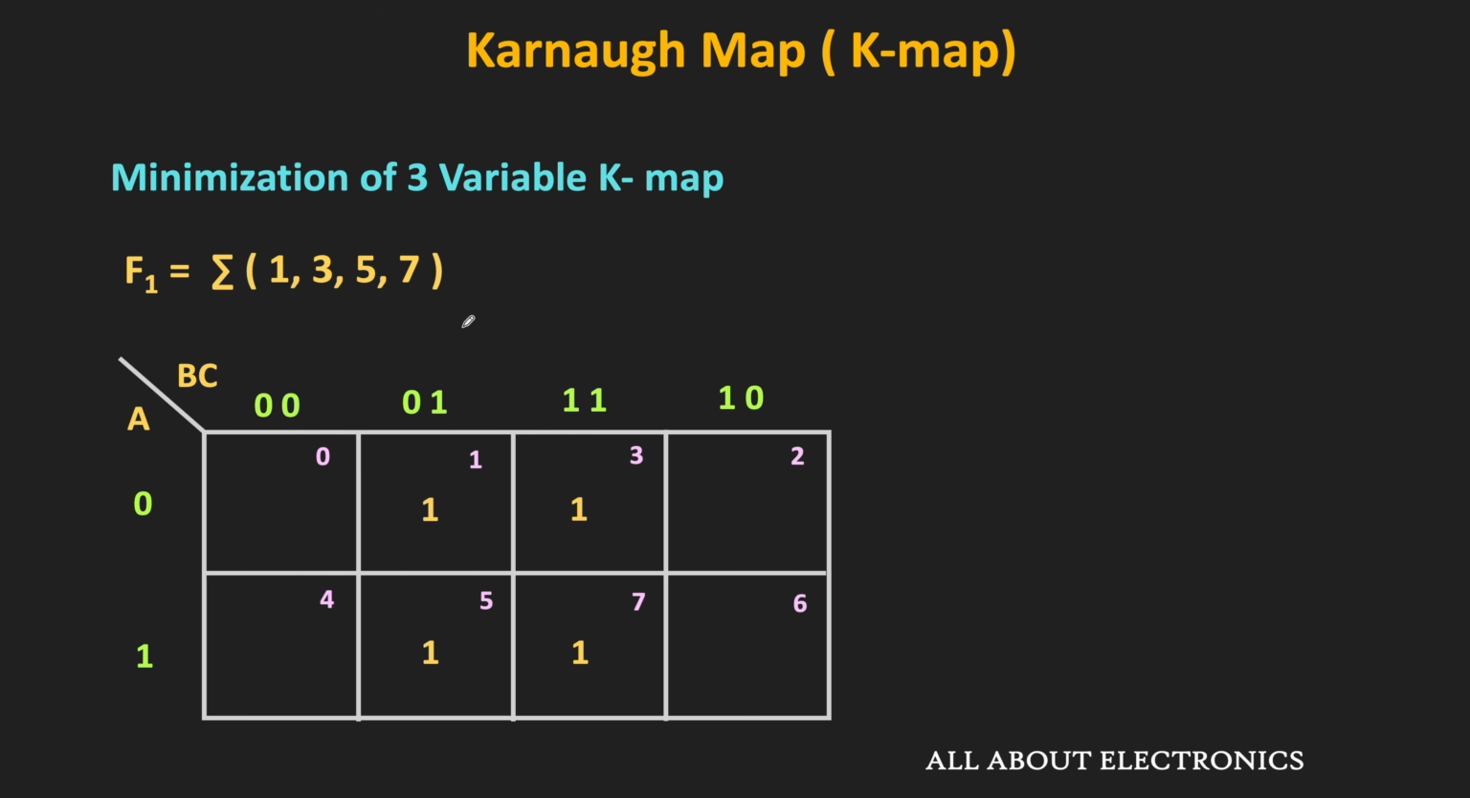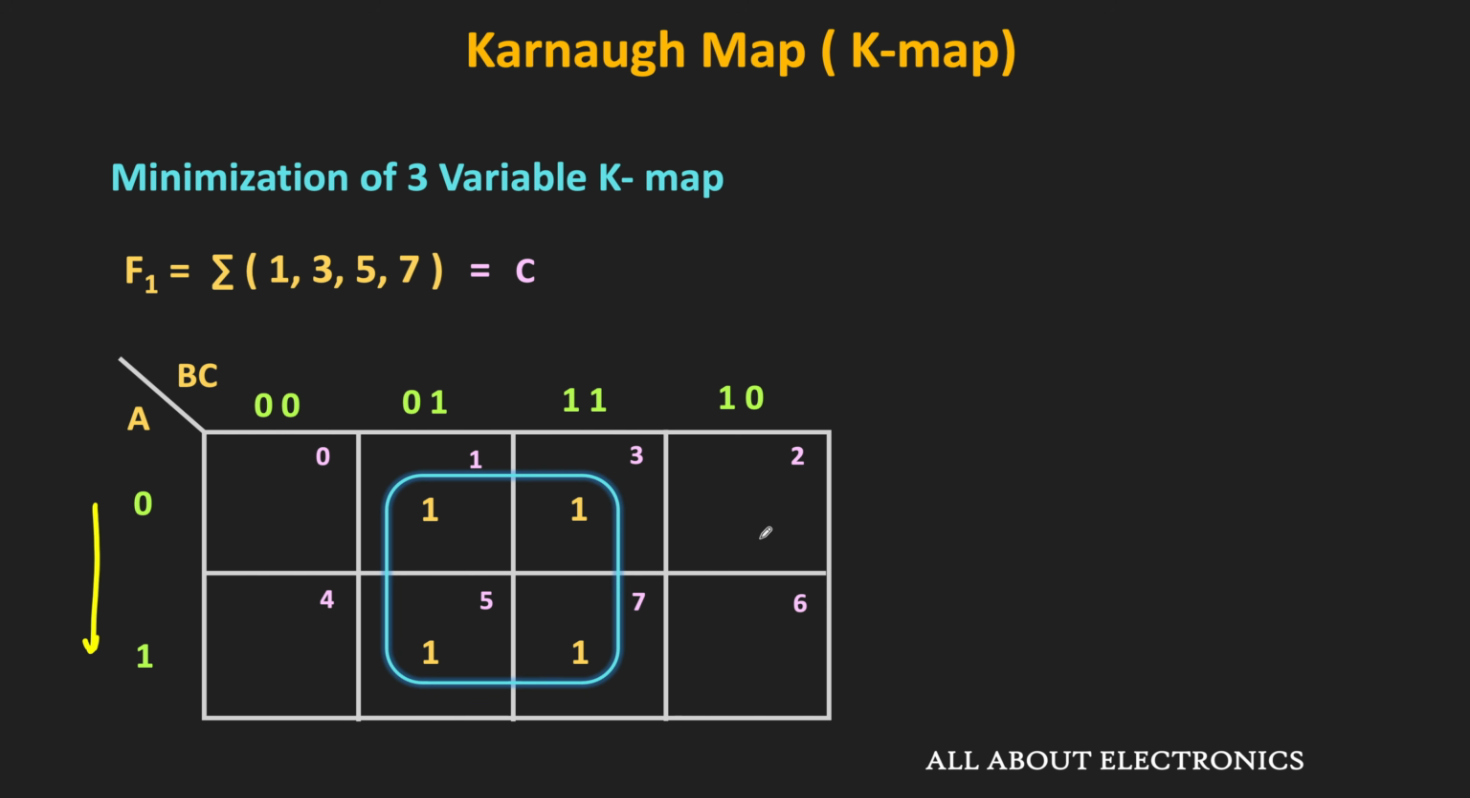So in this case, instead of making the group of 2 ones, we can make the group of 4 ones. So in this group, if you see, then both variables a and b are changing, but this variable c remains same. Therefore, this group represents c, and the minimized expression of this function is also equal to c. So in this way, by making the group of 4, we can further minimize the Boolean expression.